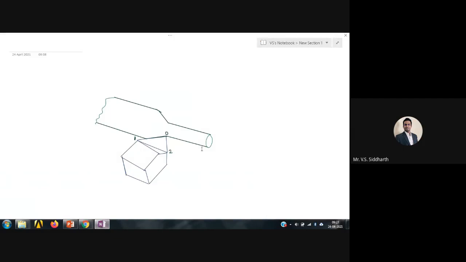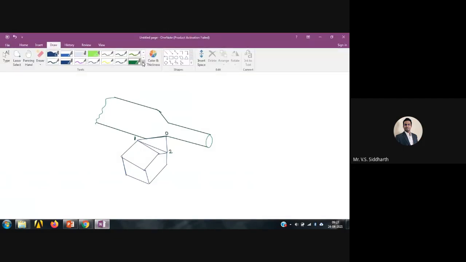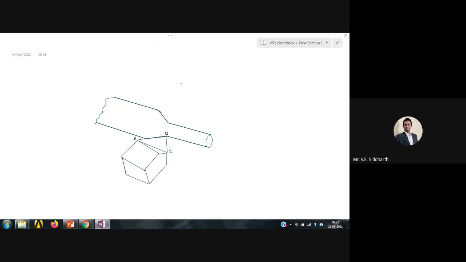For that purpose, we need to understand a concept which is known as nose radius.